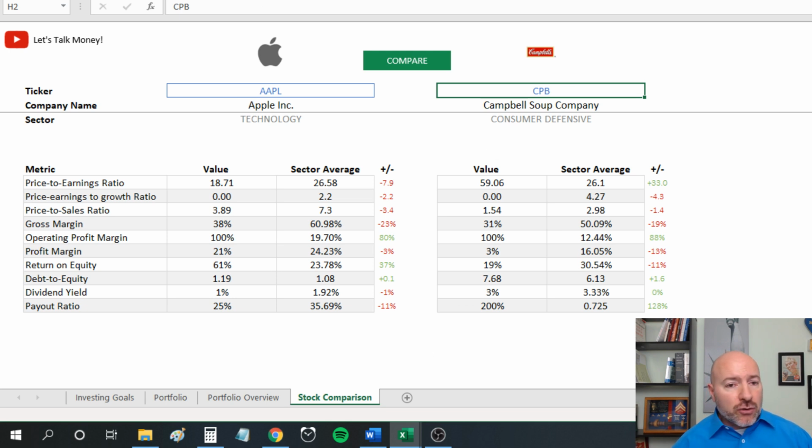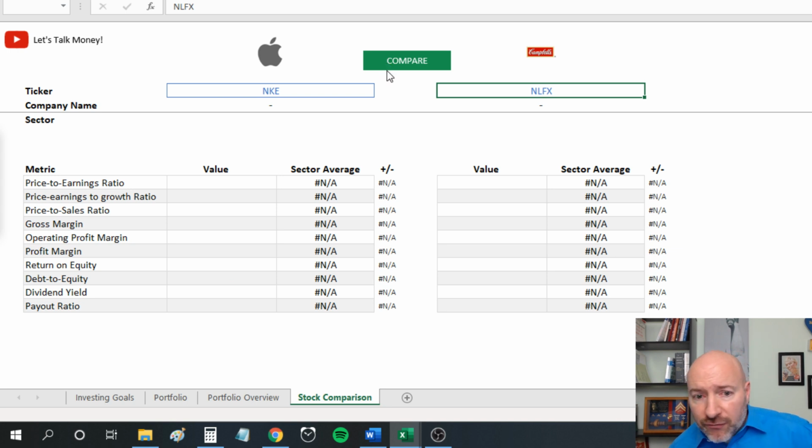But another really cool feature of the spreadsheet is this compare tab, right? So I built this up, and you put in two stocks. So we'll do Nike, and we'll do, who's another good one? Netflix, NFLX, right? I think that's the symbol for Netflix. There we go. Hit this compare. And hopefully this doesn't eat up all my bandwidth and kill our live stream. I didn't even think about that before I hit compare. But that'll take about 2 minutes at the most.